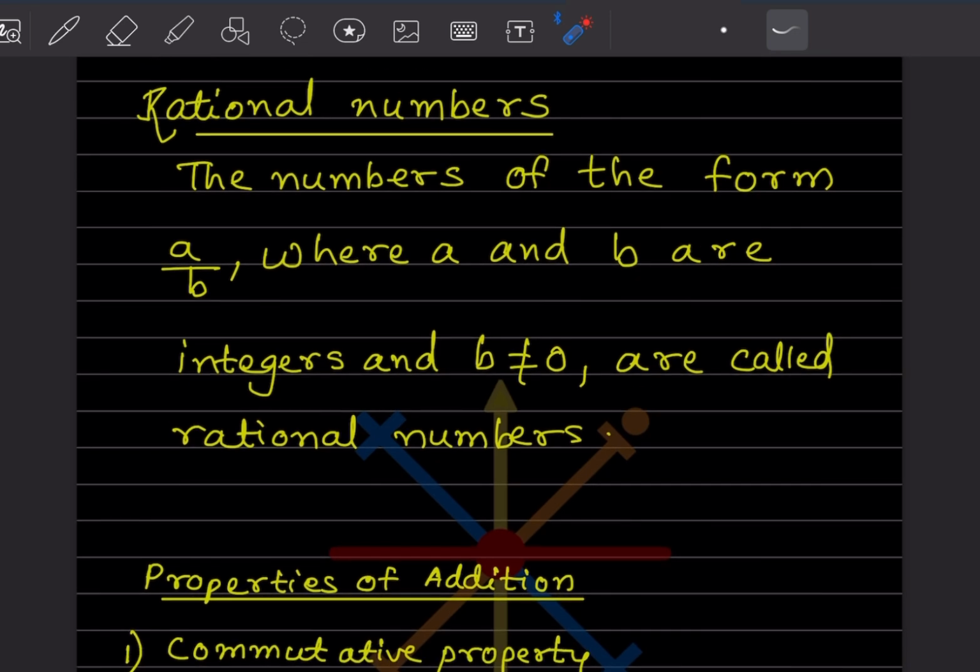So let us see what rational numbers are. Rational numbers are always in the form of a by b, or we can also write p by q, where a and b are integers, but b will not be equal to 0. Suppose I write 3 by 0, here a is 3 and b is 0. What happens if b is equal to 0? This is undefined. So b cannot be 0. This is the thing you have to remember: a and b are integers, but b should not be equal to 0, and they are called rational numbers.